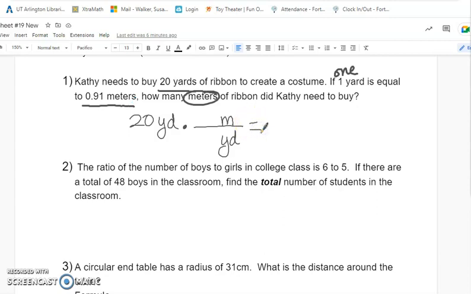If you're setting this up as a proportion, you'd basically be doing almost the opposite of what we're seeing here. So yards are down because I want to get rid of it. I have 1 yard, 0.91 meters. Then your job is multiply the numerator, multiply the denominator. It's going to be over 1, so there's no division, so that's a good thing.